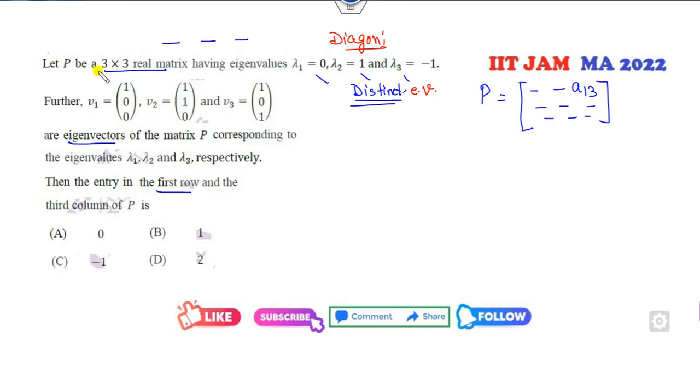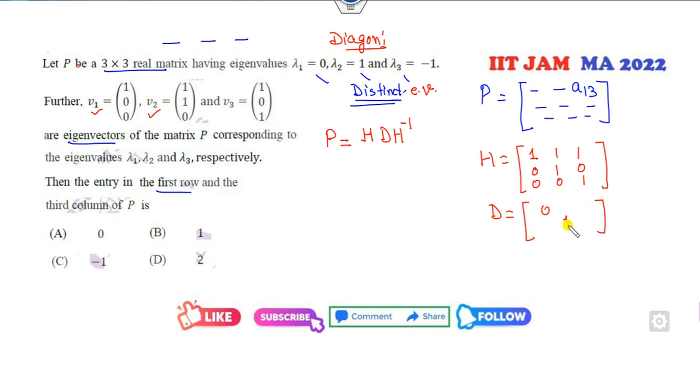Fine. So what is that? If you have the matrix P, then I can write this matrix here. What is H? H is the matrix corresponding to the eigenvectors. So these are my eigenvectors: 1, 0, 0, 1, 1, 0, 1, 0, 1. What is D? It is the diagonal matrix with the eigenvalues 0, 1, minus 1. Rest values are my 0. Fine. Now I can substitute them. I can solve it, but instead of solving, finding H inverse and then D, it could be easy.